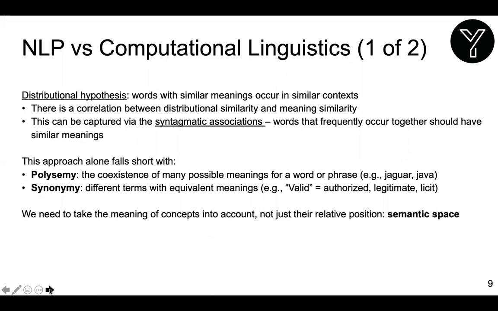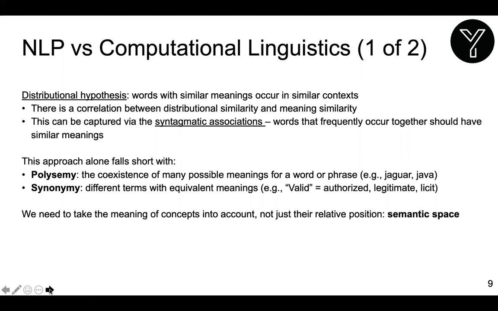So distributional hypothesis is where we're looking for words with similar meanings occurring in similar context. And there's a correlation between the distributional similarity and the meaning similarity. That is not a bad approach, and it's definitely helped us over the past few decades. But the two challenges you face when you use that approach alone are that you can have this coexistence of many possible meanings for a word. So we looked at the example of Jaguar. Another one we'll come on to is Java, which could be so many different things, from a programming language to an island to a coffee. And then you also have synonymy, so you have different terms with equivalent meanings.